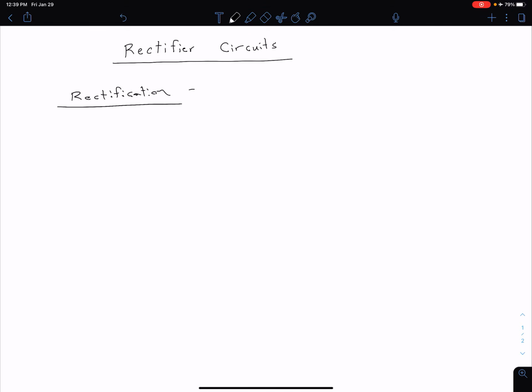So rectification means that we're converting an AC voltage to a voltage with only one polarity. And so typically we're going to be talking about sinusoidal AC voltages. So that just means we no longer have positive and negative voltages, but we only have positive or only negative, but typically only positive. So converting an AC voltage to a voltage with only one polarity.